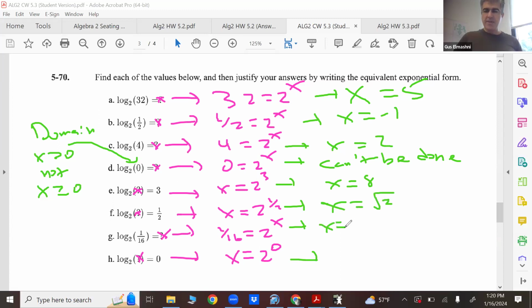Good. What are you guessing for this one here? 2 to what power gets you 1/16? -4. Good. And how about the last one? Yep, easy peasy. All right.